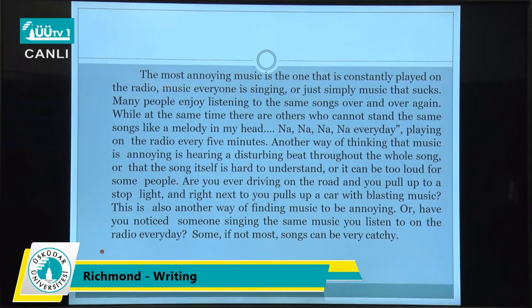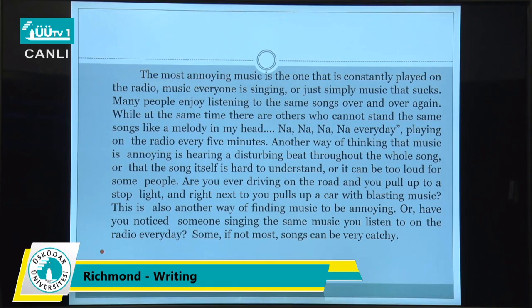In the third body paragraph, the writer explains the last type of music. It starts with the most annoying music is the one that is constantly played on the radio. Music everyone is singing or just simply music that sucks. And then it gives us some examples. Like na na na na every day, playing on the radio every 5 minutes. And then at the end we have our closing remark.